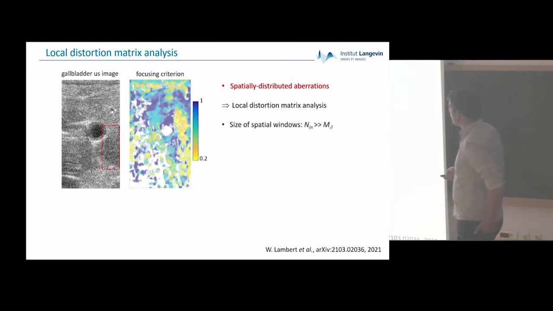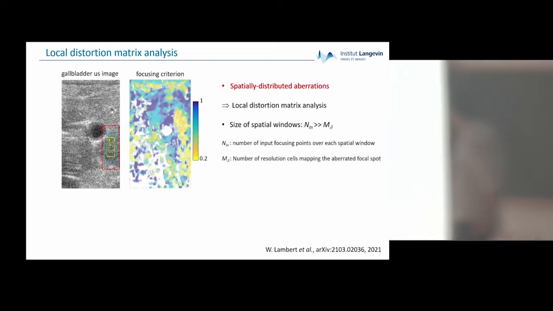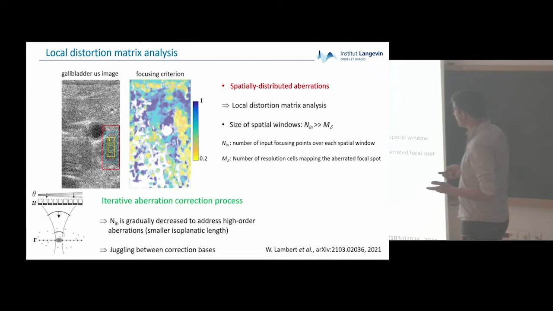Okay? So of course you have a compromise that has to be made between the size of the spatial window, the number of input focusing points you have inside the medium, and this guy, which is the number of resolution cells mapping the aberrated focal spots. So it means that if you have strong aberrations, you need a lot of input focusing points to converge towards the satisfying aberration phase law. So this is a compromise.